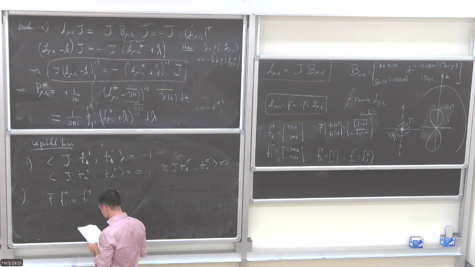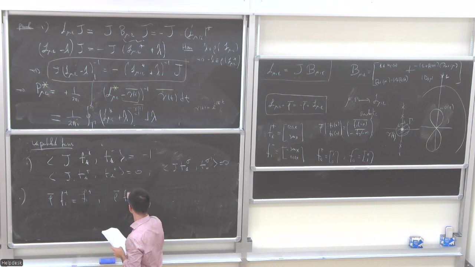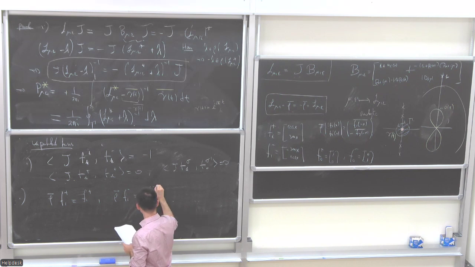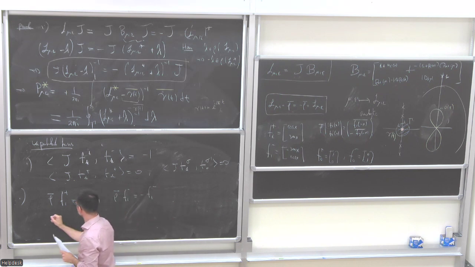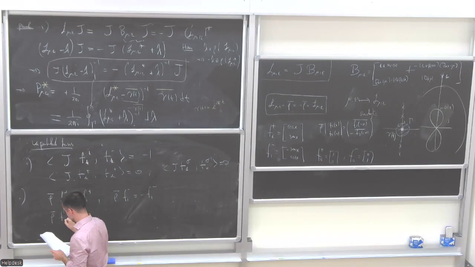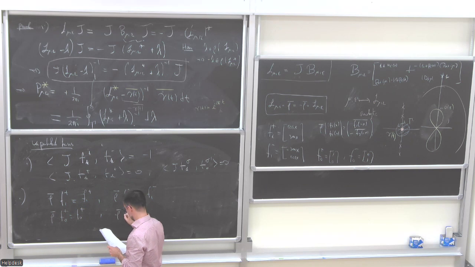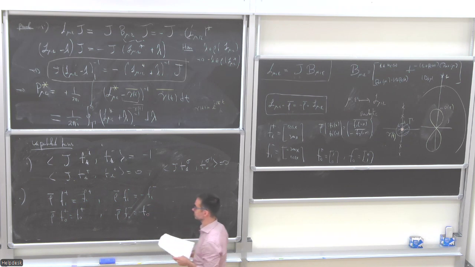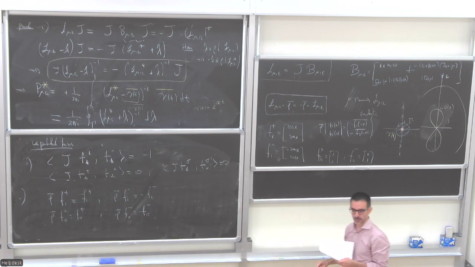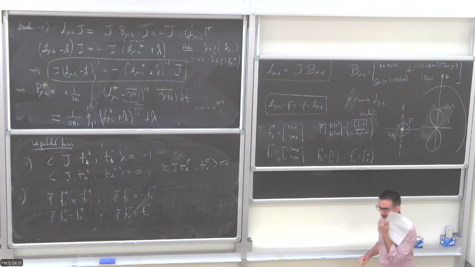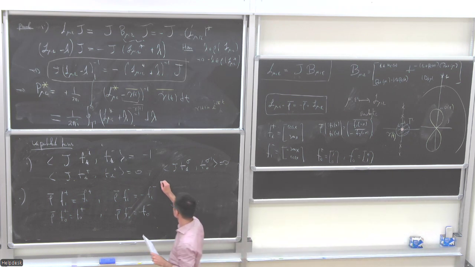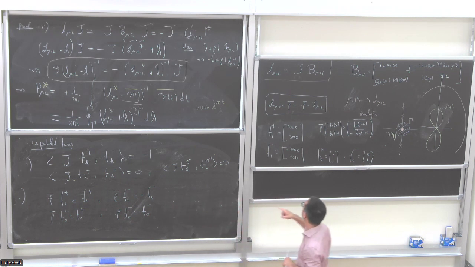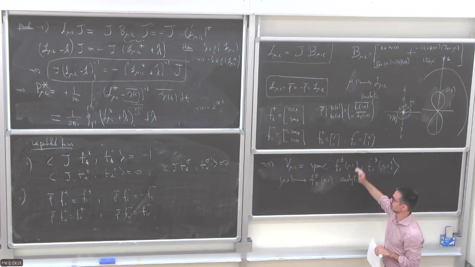If you apply rho bar to f1 minus, you get minus f1 minus. And if you apply rho bar to f0 plus, you get f0 plus. And if you apply rho bar to f0 minus, you get minus f0 minus. Okay, then these properties are inherited also by the perturbed basis.